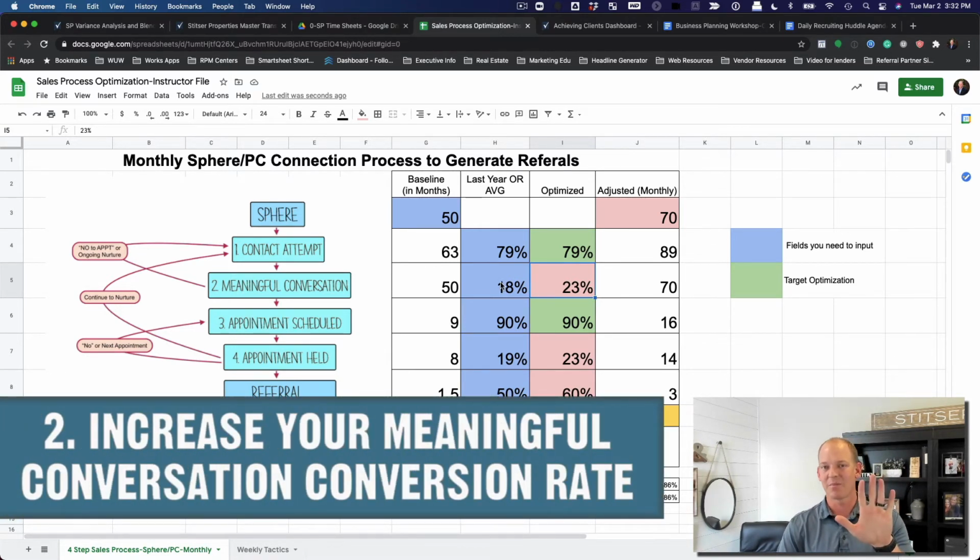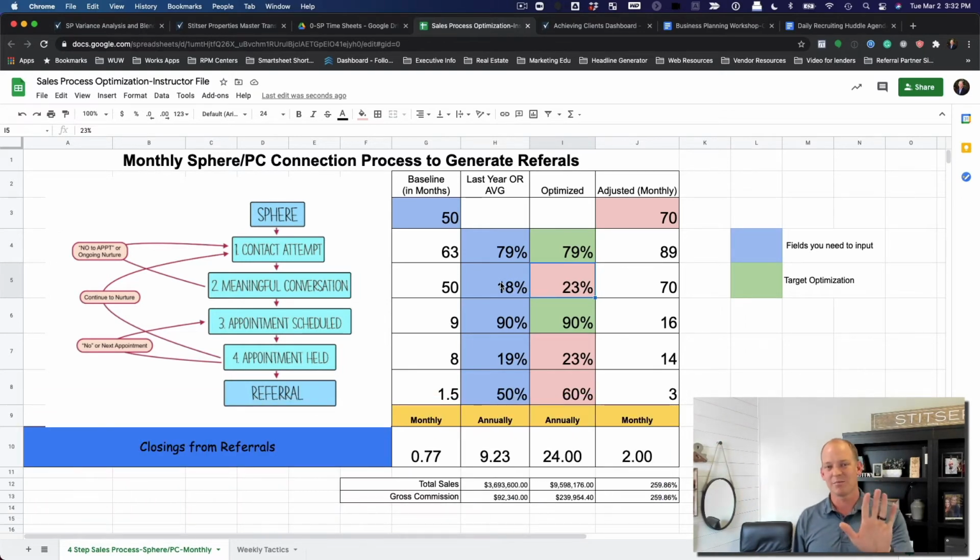Now, the next tweak that we're going to make is we're going to say, can we just get 5% better? I mean, we're not going to try and double your conversion ratio. Can we just get 5% better at really being intentional about setting that appointment with your clients and Sphere, okay? If we get 5% better, it's a pretty small number, what's that going to look like? That means we're now going to be holding 16 appointments per month, not 9. 16 appointments per month. Okay, so this 90% held, we're going to leave that the same. We're not even going to change it, okay?